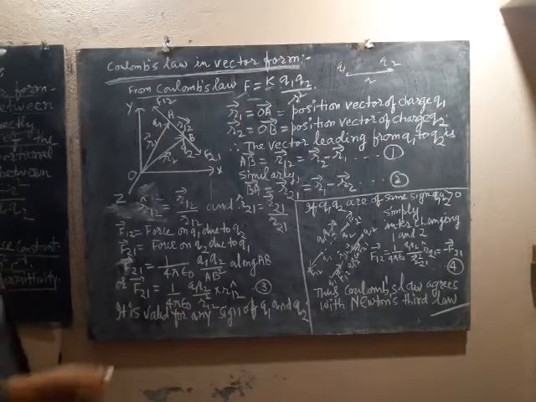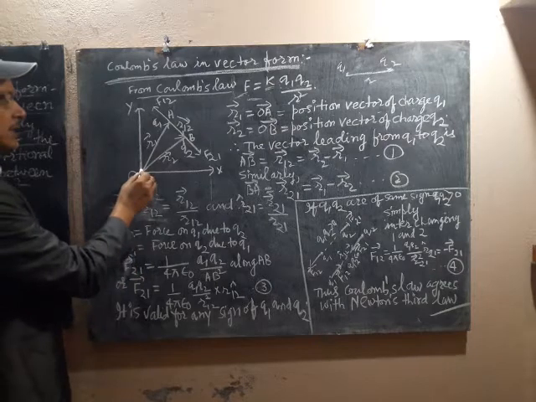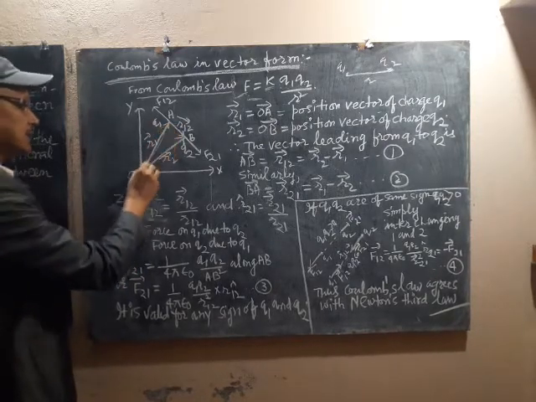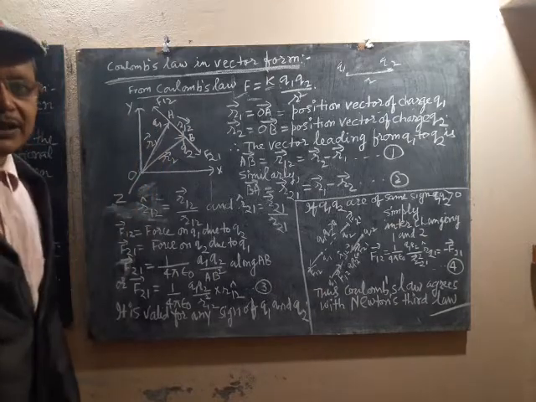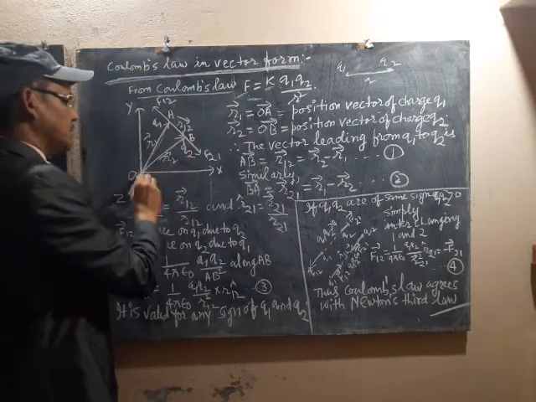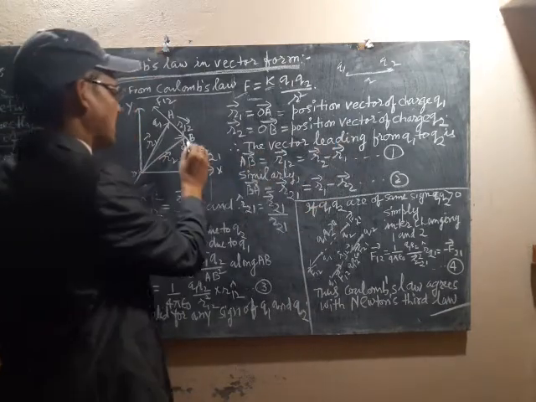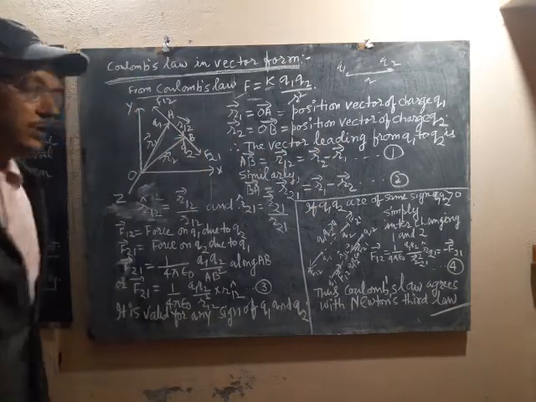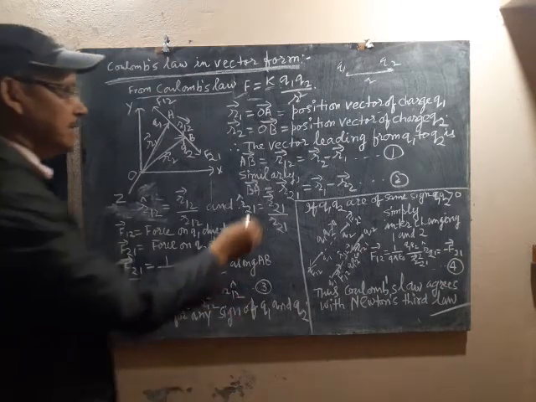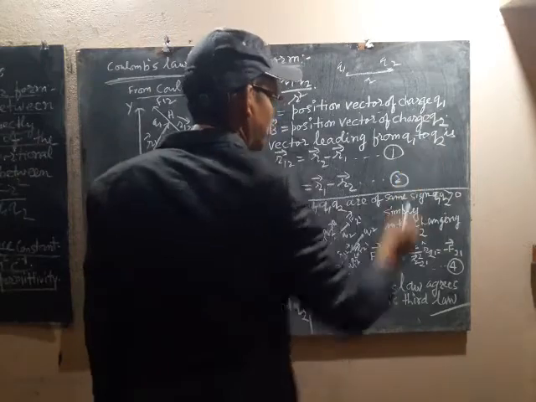Now here R1 is equal to OA, the position vector of charge Q1. OA is here, it means the distance is R1. R2 is equal to OB, the position vector of charge Q2. We are taking here charges Q1 and Q2, and the vector leading from Q1 to Q2.